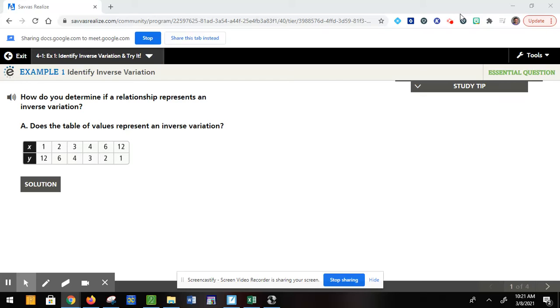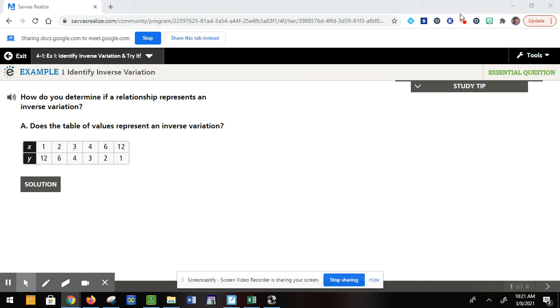Welcome to lesson 4.1. Actually, welcome to chapter 4. We're going to be talking about rational functions here. Rational functions in general just means, well, what's a ratio, right? Or what's a rational number? A rational number is one that can be written as the ratio of two integers, right? So, in other words, you're talking about fractions, right?